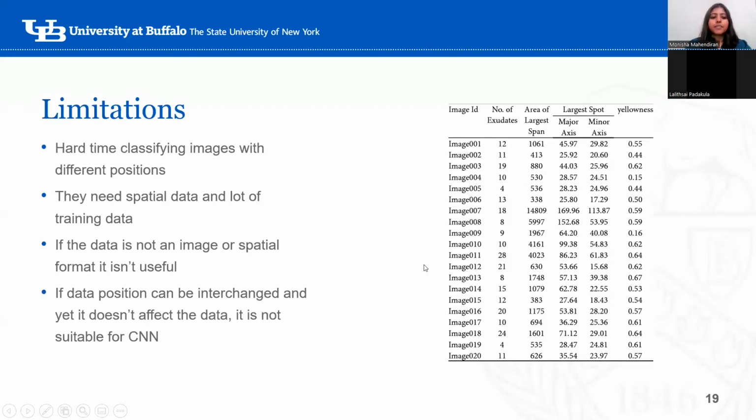Coming to the limitations of CNN, they fail to encode the position and the orientation of objects. They have a hard time classifying images with different positions. A lot of training data is needed for the CNN to be effective. CNN tends to be much slower because of operations like maxpool.